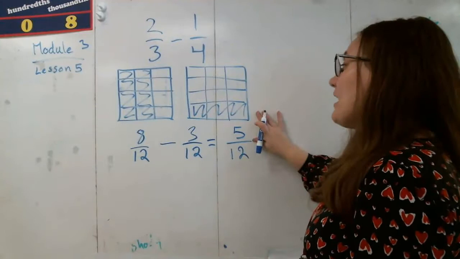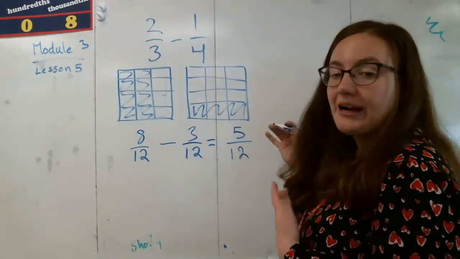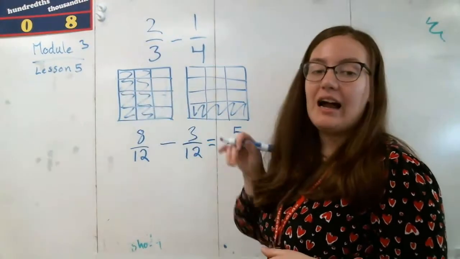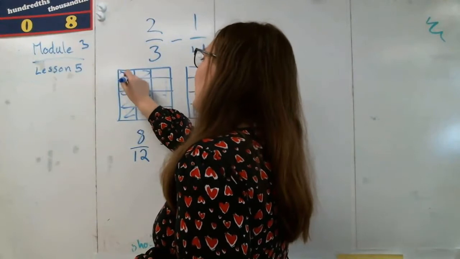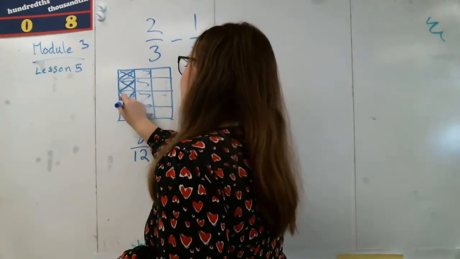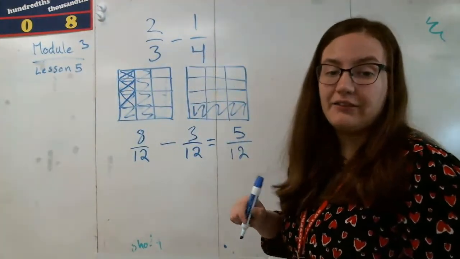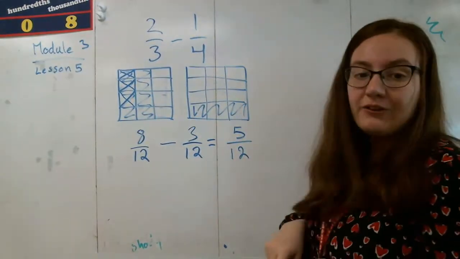So to do that, I see how many boxes I have in my second model. I have 1, 2, 3 boxes shaded in. So over here, I want to cross off 3 boxes. So to do that, I'll cross off 1, 2, 3, and then I'll count what I have left over. 1, 2, 3, 4, 5, and that gives me 5/12.